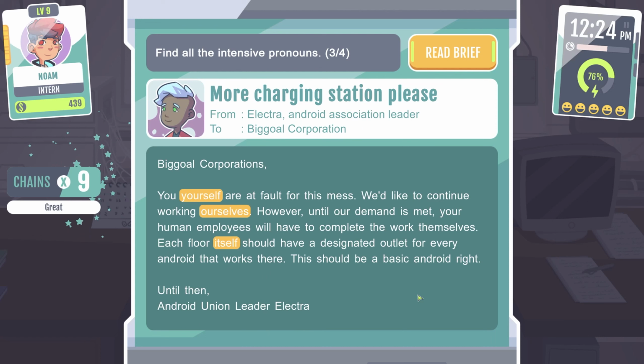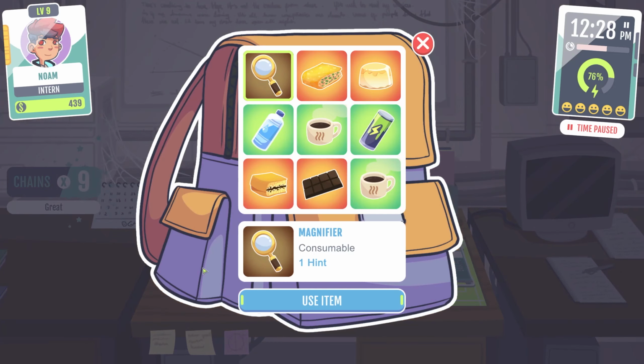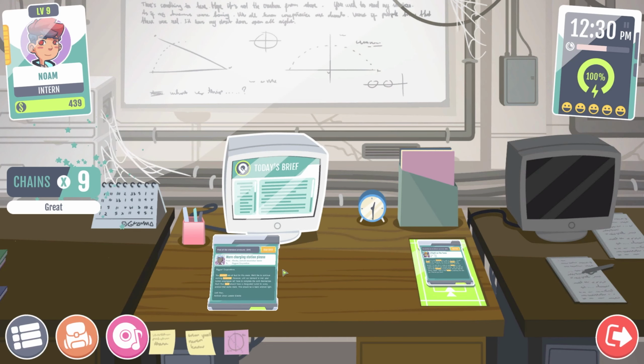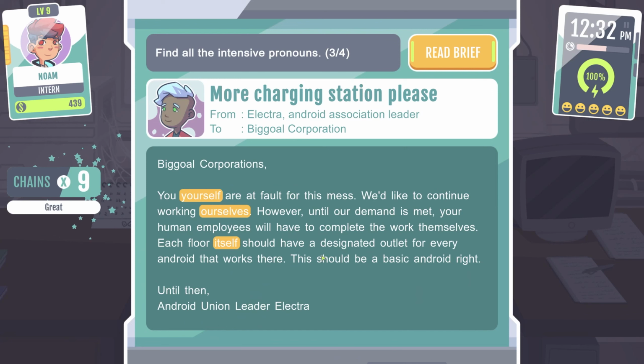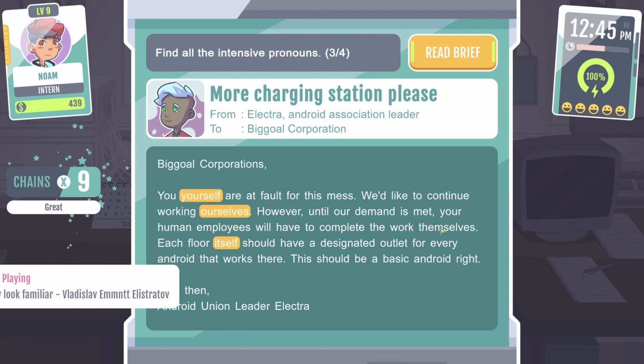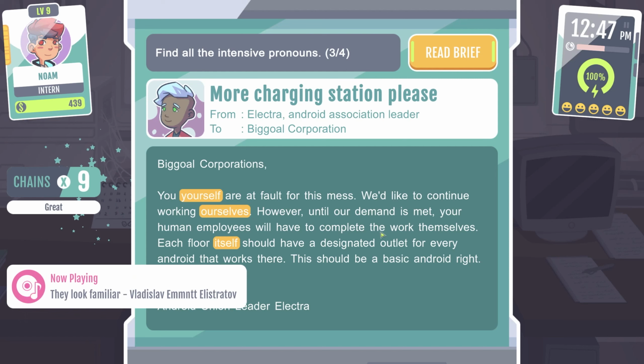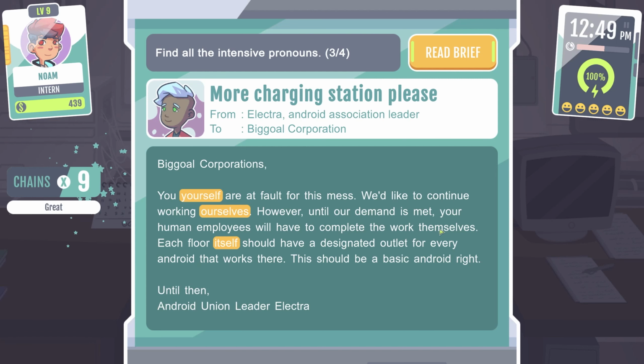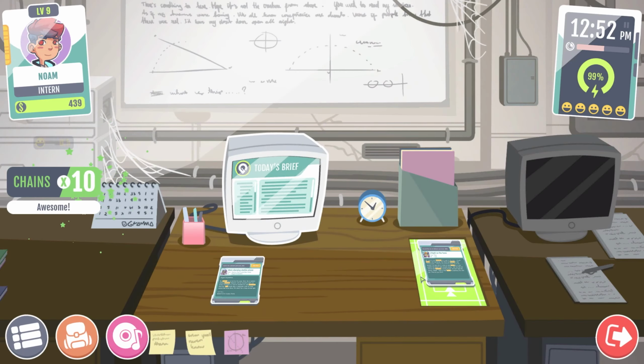Okay, hold on. Here, let me drink up. Look at that. Okay. So you yourself are at fault for this mess. We'd like to continue working ourselves. However, until our demand is met, your human employees will have to complete the work themselves. Ah, yes, because themselves. Okay. However, until our demand is met, your human employees will have to complete the work. Yeah. Okay, there we go.